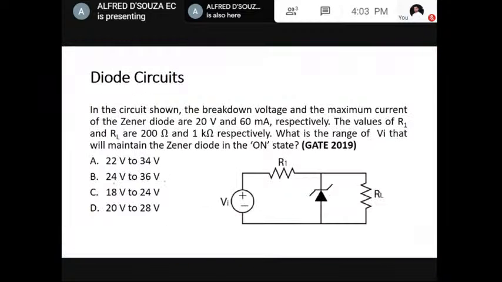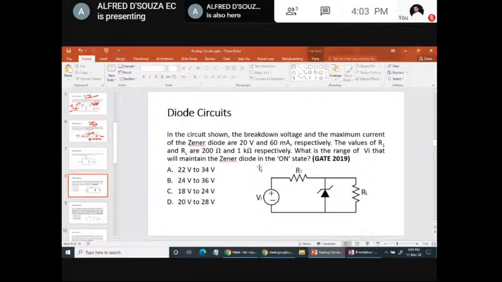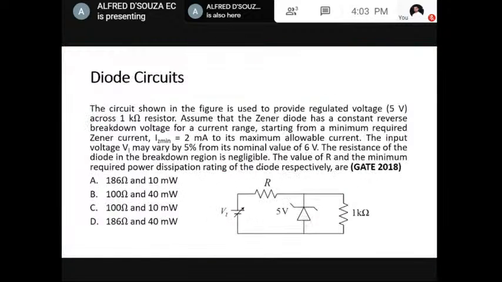So the correct solution is this. I'll skip this question. This is very much similar to the previous question. For the want of time, I'll not be able to take this question.